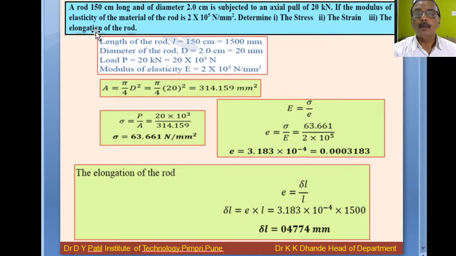Next is elongation of the rod, that means delta L. We have seen that equation: strain is equal to delta L upon L. Delta L we have to calculate. Strain we have already calculated in the previous equation. L is given, that is 150 centimeter, we have converted into mm, 1500 mm. So delta L is equal to, cross multiplication, e into L. Put the value of e, 3.183 into 10 raised to minus 4 into 1500. So delta L is equal to 0.4774 mm. It is the change in length.